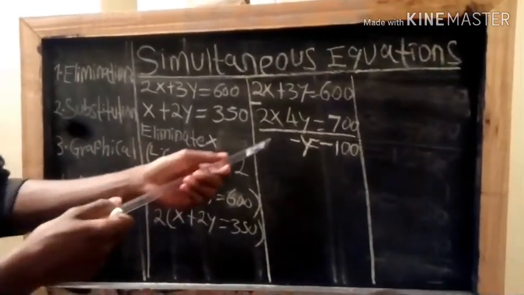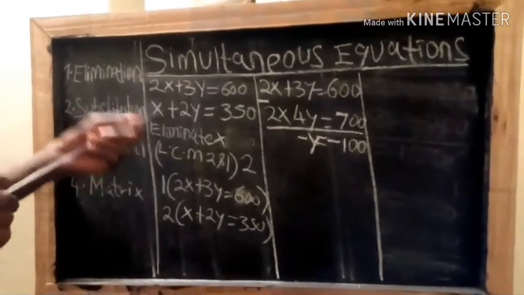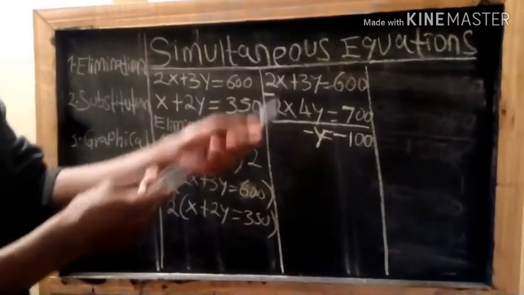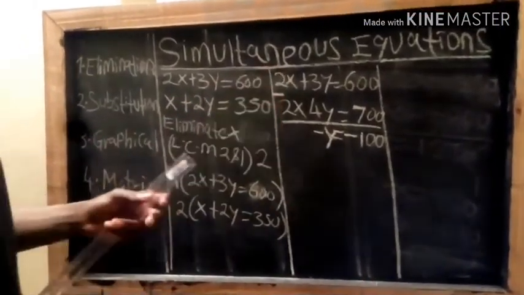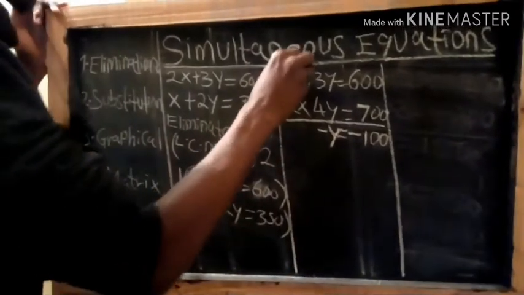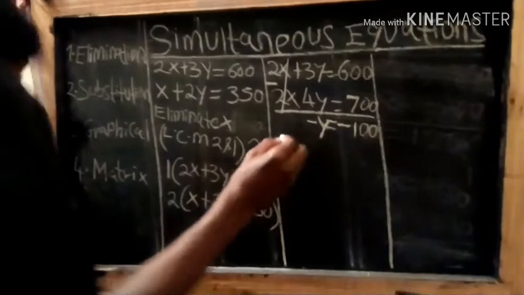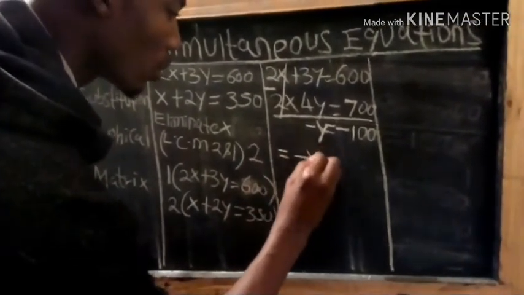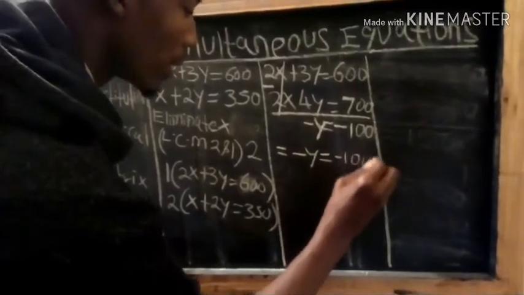Why is it 0? Because we decided to eliminate x. If you've decided to eliminate any unknown, when you do subtraction here, it will automatically be 0. That's why 2x minus 2x becomes 0. So you just cancel it like this to mean it is 0. So you put an equal sign to negative y equal to negative 100.